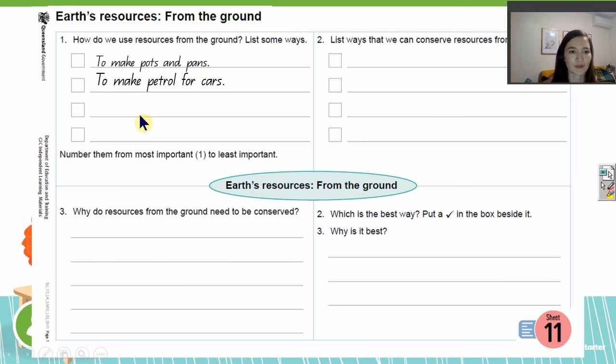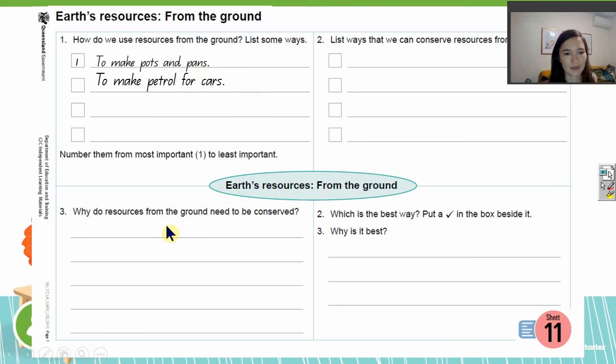So if you've got making jewelry in here, you're probably going to put that at number 4 because that will be the least important. So put a number 1 next to the one you think is the most important. So if you think it's to make pots and pans, put the 1 there. It's up to you. And then number them down to 4.